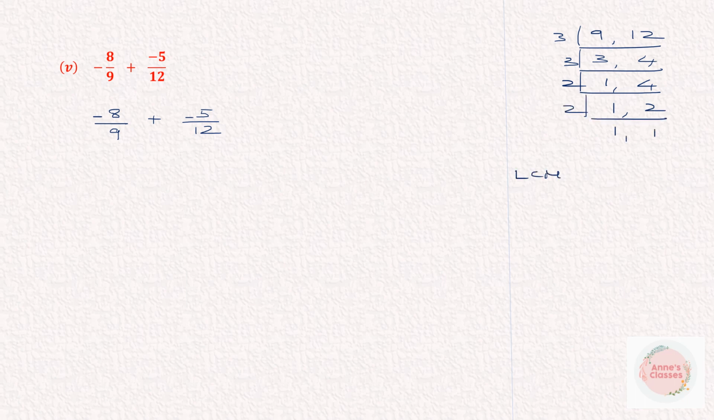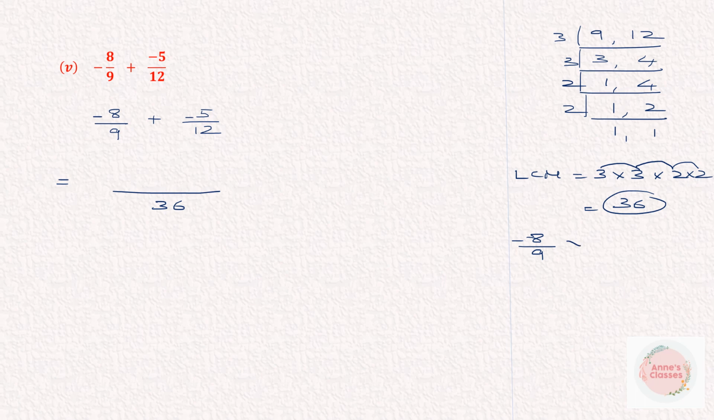So what is your LCM? 3 into 3 into 2 into 2. 3 threes are 9, 9 twos are 18, 18 twos are 36. So our LCM is 36. So let's use that, 36. Take the first fraction, minus 8 by 9. Multiply it with the LCM. Now cancel 9 and 36.